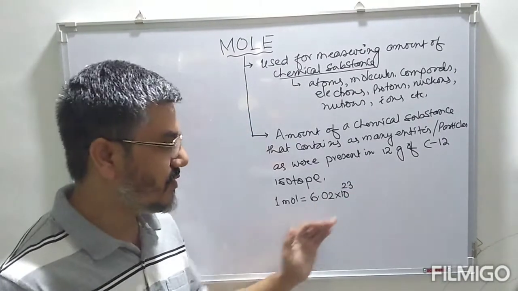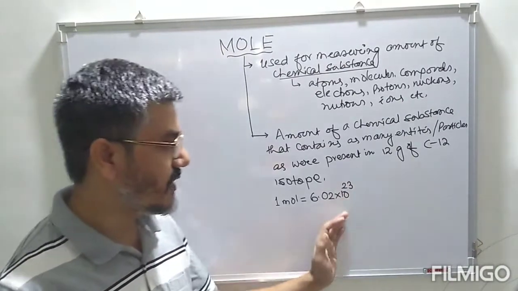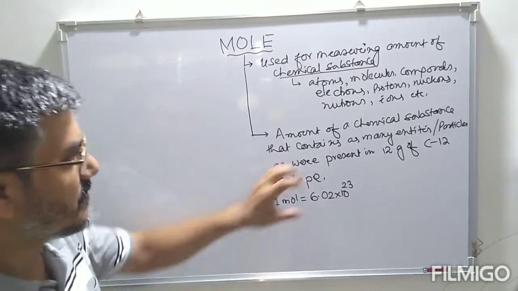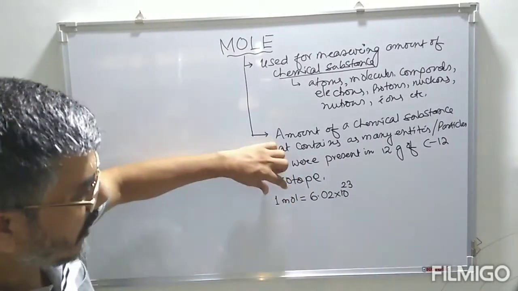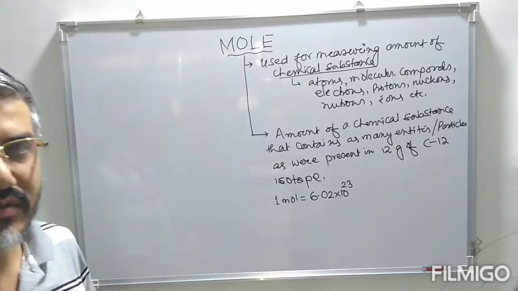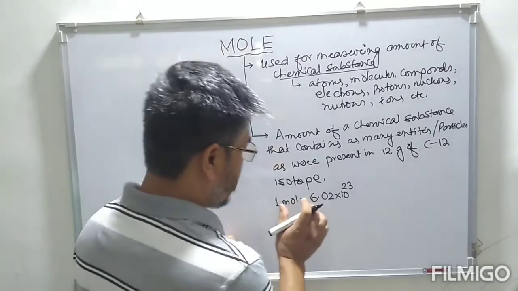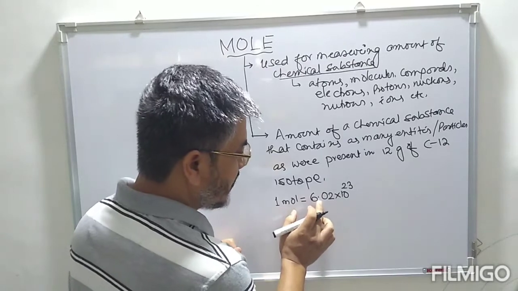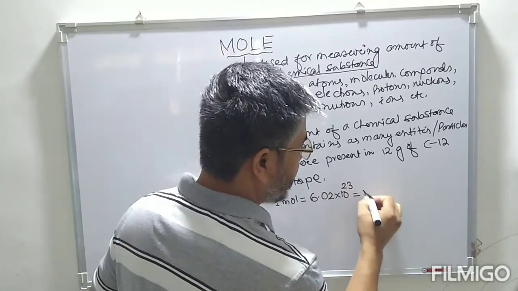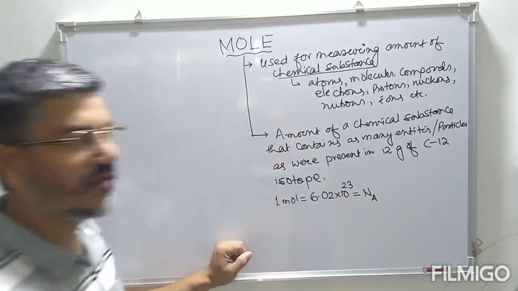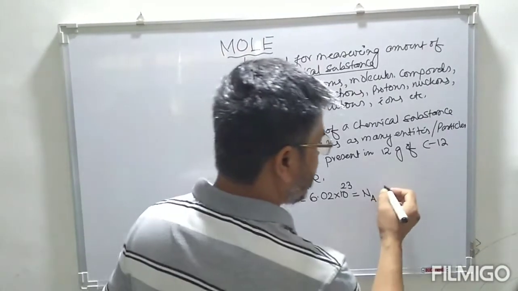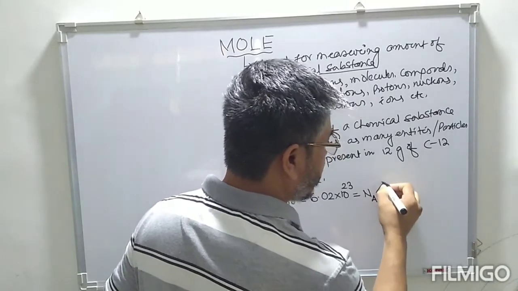It may be atoms, molecules, ions, electrons, protons, or nucleons. So whatever may be the chemical entity, 1 mole has a fixed value, that is 6.02 × 10^23 particles. These particles are also known as Avogadro number of particles. So these were used in defining atomic mass or molecular mass.